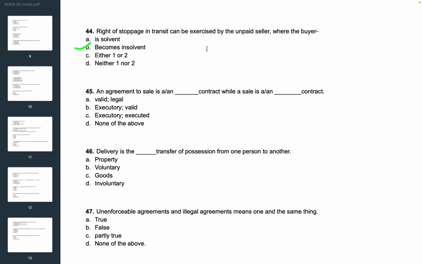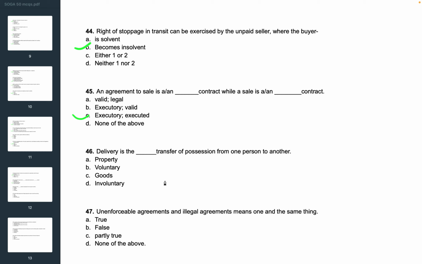Next question. An agreement to sale is a blank contract while a sale is a blank contract. A. Valid, legal, B. Executory, valid, C. Executory, executed, or D. None of the above. The correct answer is C. Executory, executed, which means an agreement to sale is an executory contract while a sale is an executed contract.